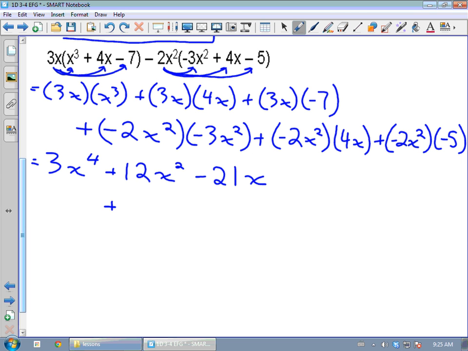Negative 2 times negative 3 gives us positive 6. X squared and x squared, we're going to have an x to the power of, 2 plus 2 gives us 4. Negative 2 times negative 4 gives us negative 8. X squared times x, let's see, we add the exponents, 2 plus 1 gives us x cubed. Negative 2 times negative 5 gives us positive 10. X squared and nothing, just x squared.